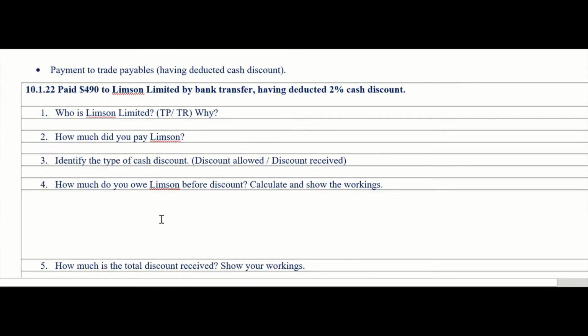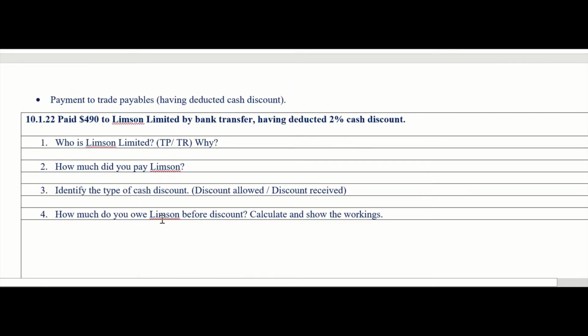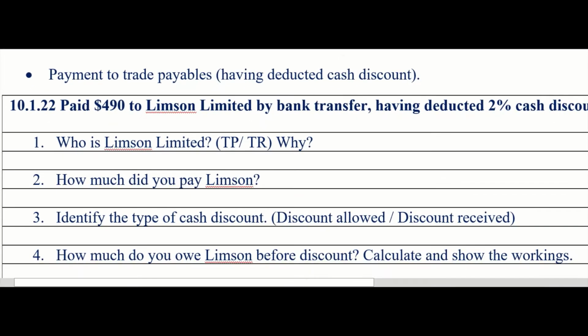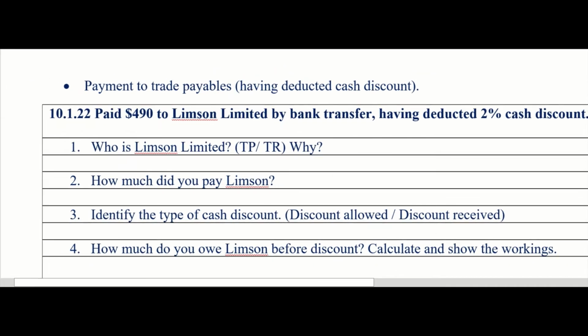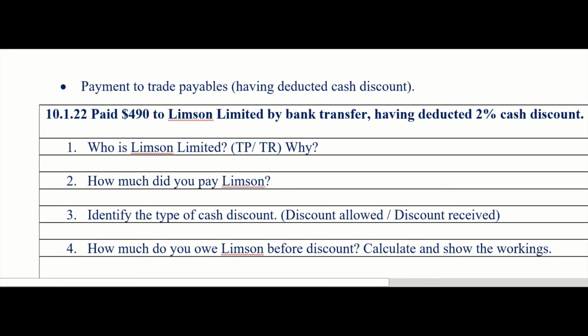Now let's go in detail. Payment to trade payables having deducted cash discount. Now this is a tricky transaction. On 10th of Jan 2022, paid $490 to Limson Limited by bank transfer, having deducted 2% cash discount. Remember, in this transaction, $490 is the amount after the deduction of the discount.